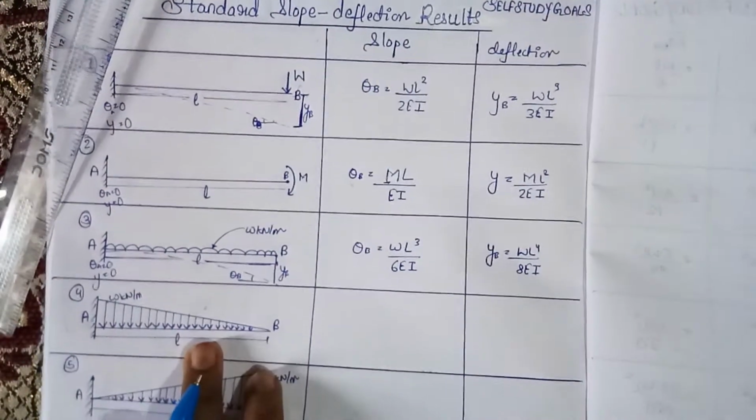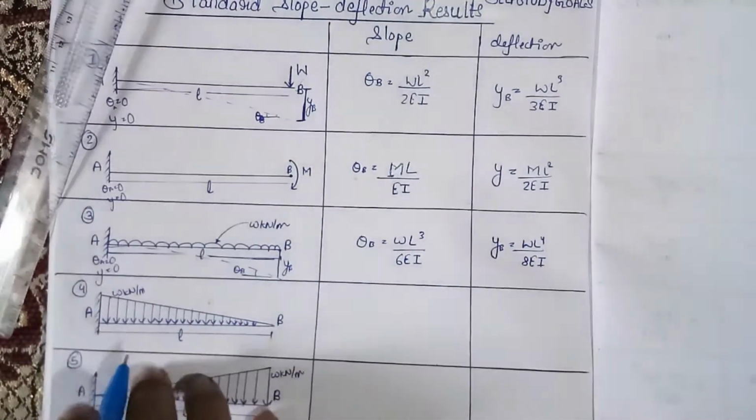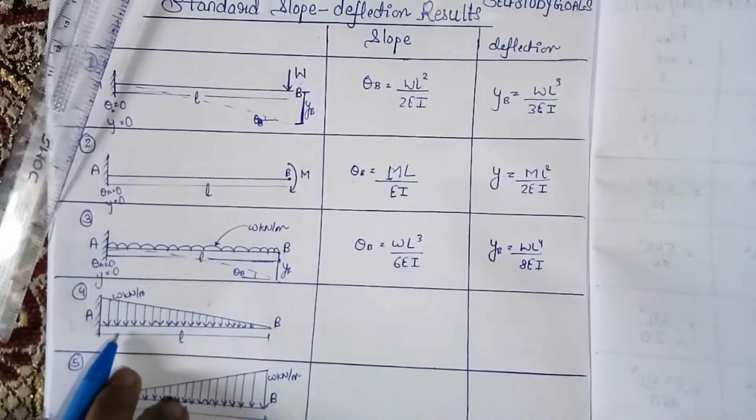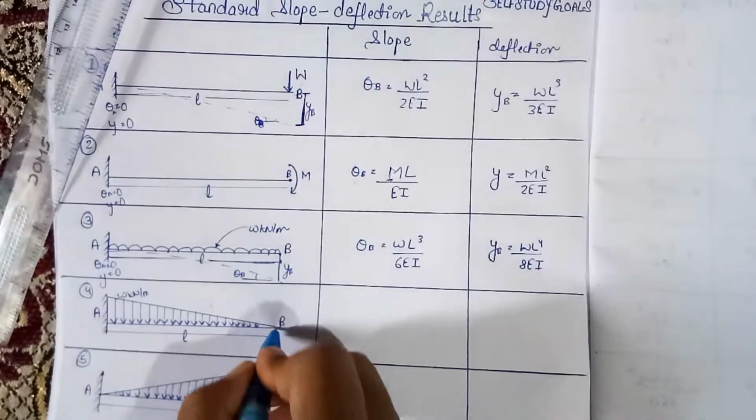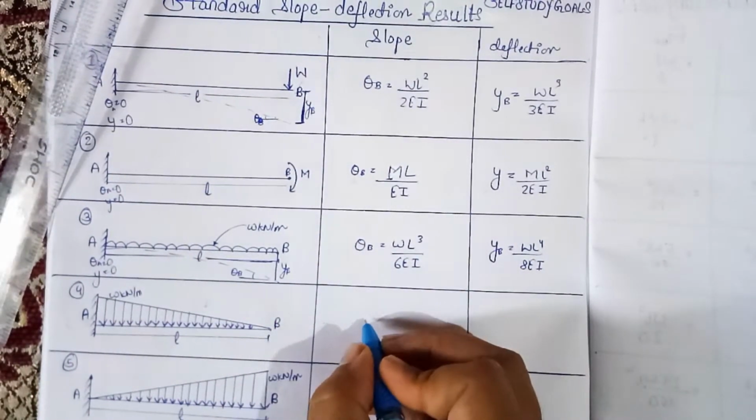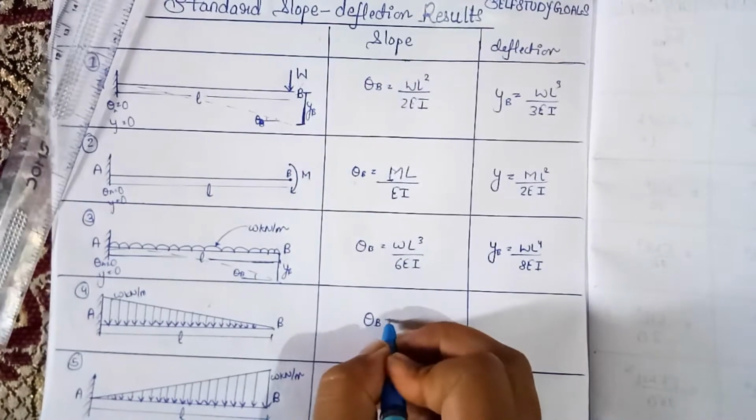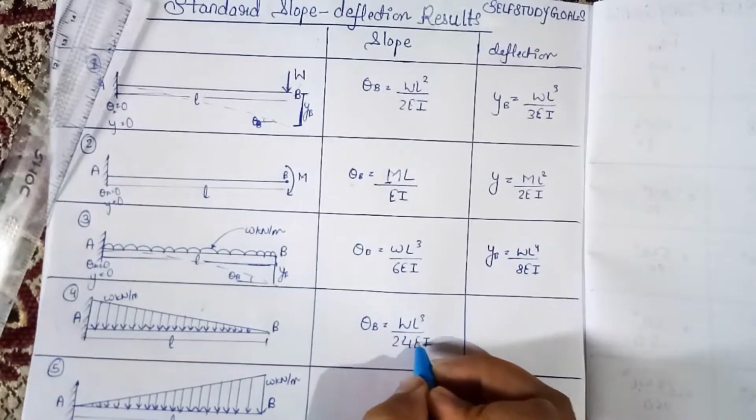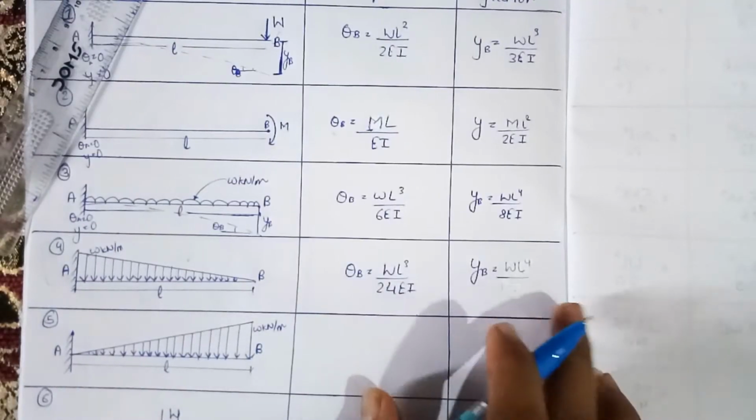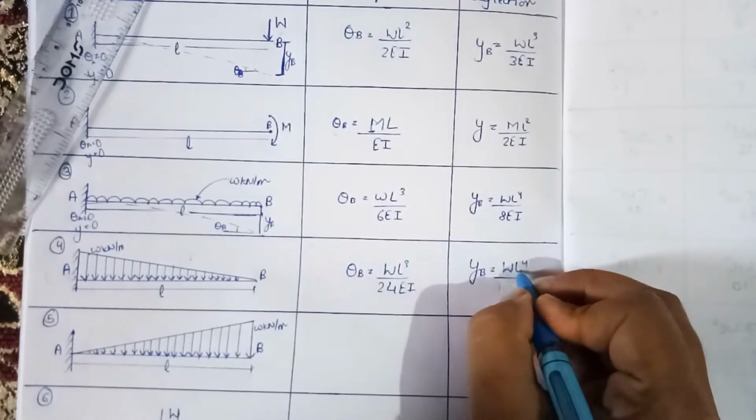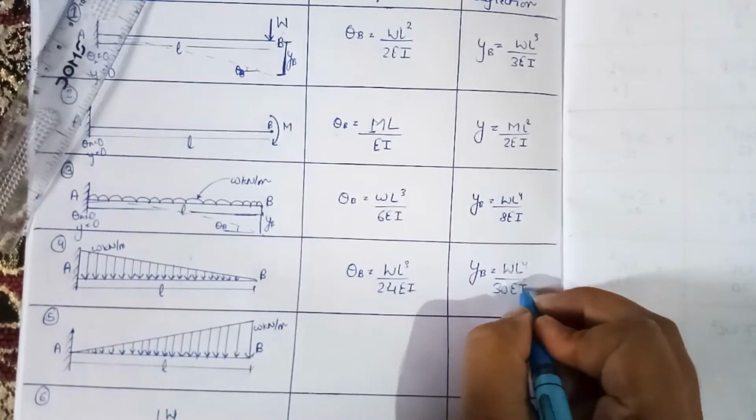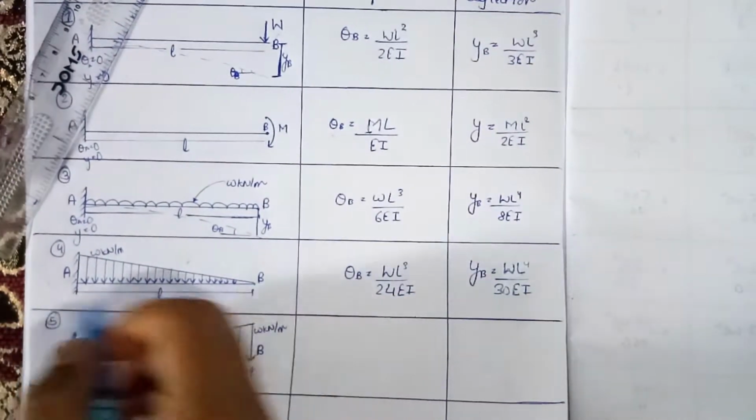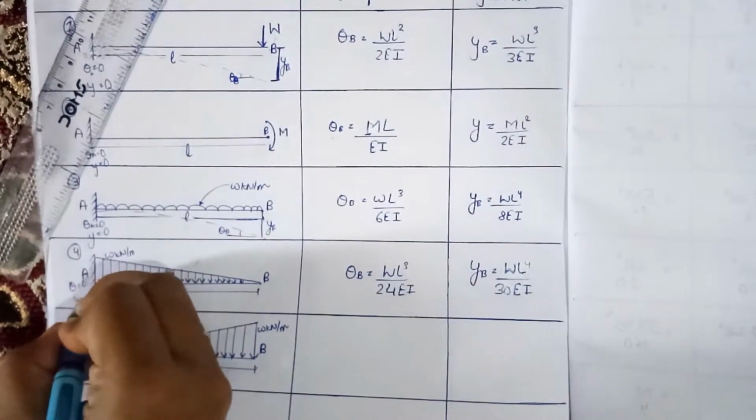Okay, next we will see the fourth type of loading case on a cantilever beam, that is the UVL. When this kind of UVL is applied on the cantilever beam, first we will see the slope at joint B, which will be equal to WL cube by 24EI. The deflection at joint B will be equal to WL to the power 4 upon 30EI. Okay, this is 30EI. So these are the slope and deflection values for joint B, and for joint A the slope and the deflection are 0.